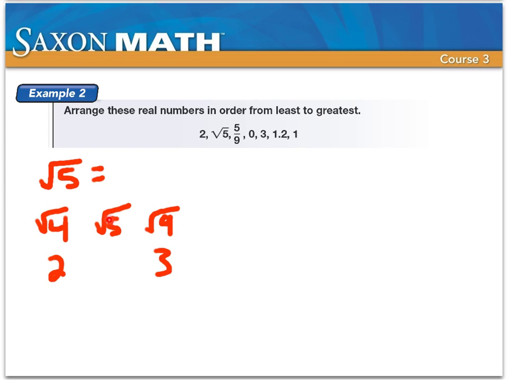Well, 5 is a lot closer to 4 than to 9, so the square root of 5 should be closer to 2 than it is to 3. So I'm going to guess it's going to be about 2.2 or so.